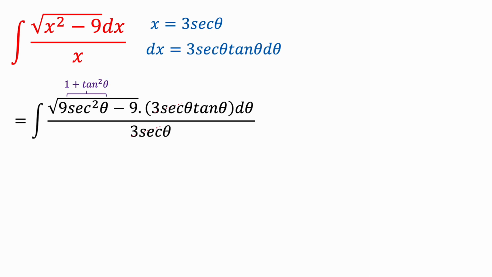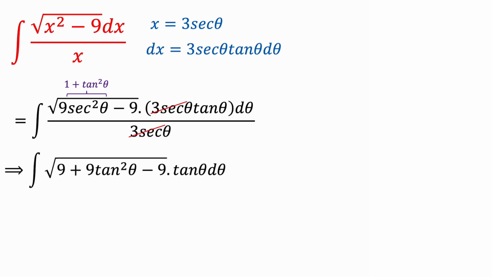We have 9 secant squared theta minus 9. We can factor out the number 9 from under the radical sign. What will be left inside the radical then? 1 plus tangent squared theta. With that minus 1, it simply cancels out, you see? Only 9 tangent squared theta is left. Wow. Which emerges from under the radical in a simplified form.